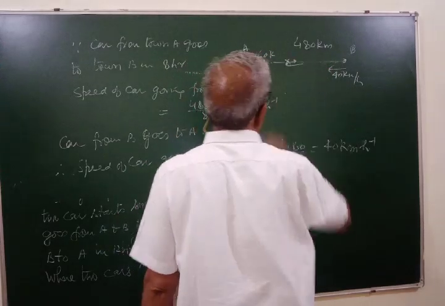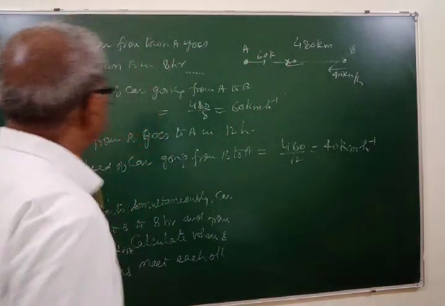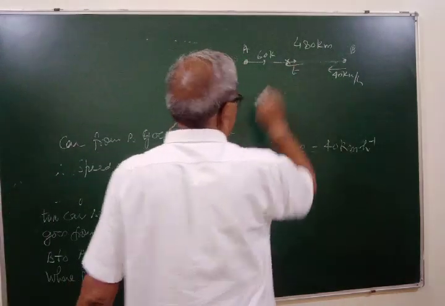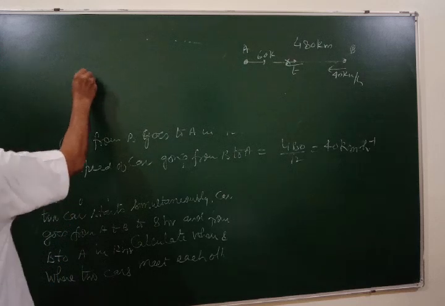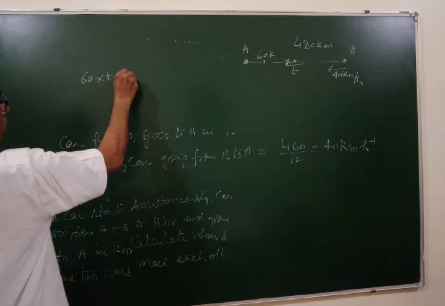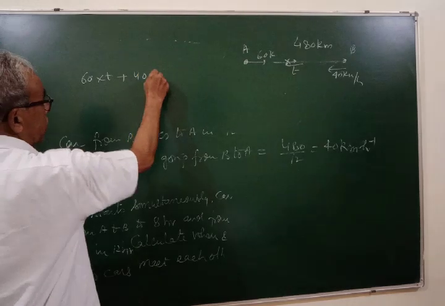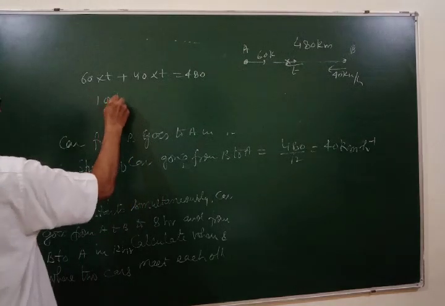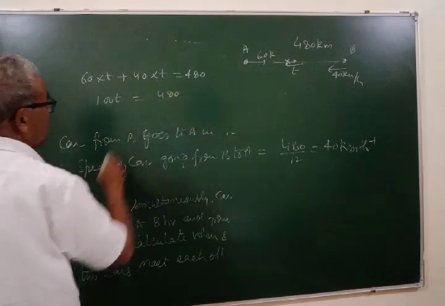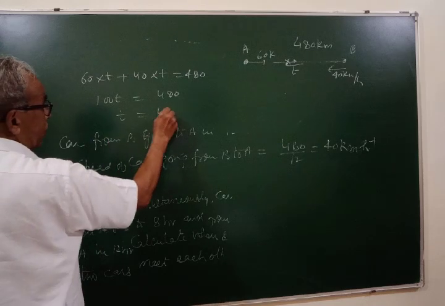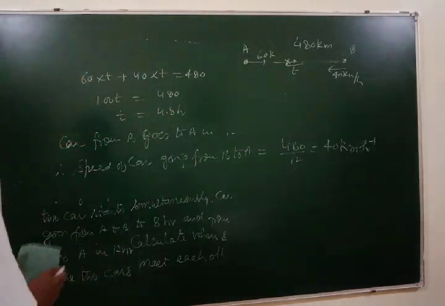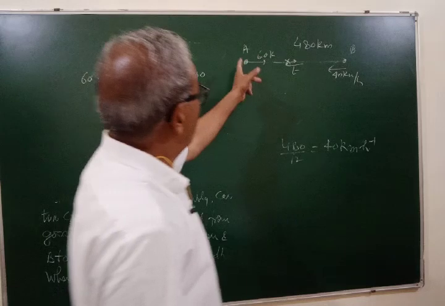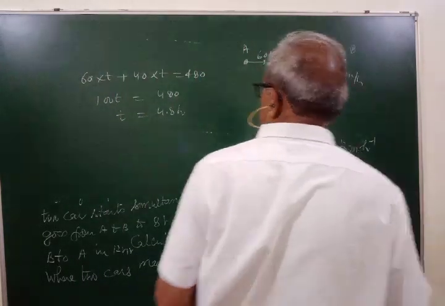Now let them meet at time t. If the two cars meet at time t, since they start simultaneously, 60 into t plus 40 into t equals 480. So 100t equals 480, so t equals 4.8 hours. After starting, at 4.8 hours, both will meet.